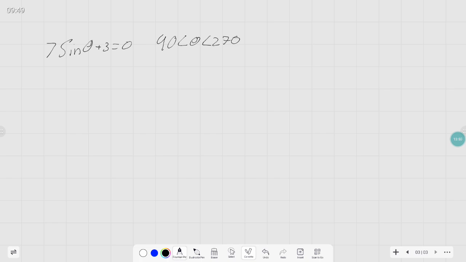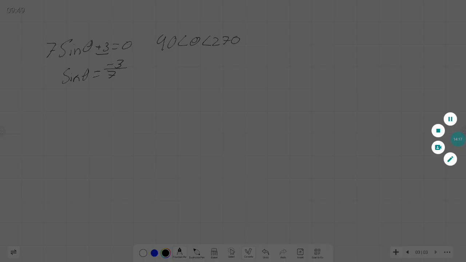Now, just the advice that I can give you on this. Whenever we work with trigonometry, we always want a ratio. So if I isolate the sine of theta, plus 3 goes over, it becomes negative 3. The 7, to get rid of it, I divide both sides by 7. And from here, you can attempt the question first, and I will continue to explain thereafter.